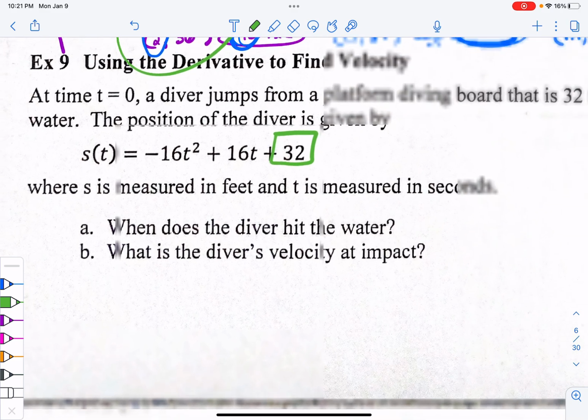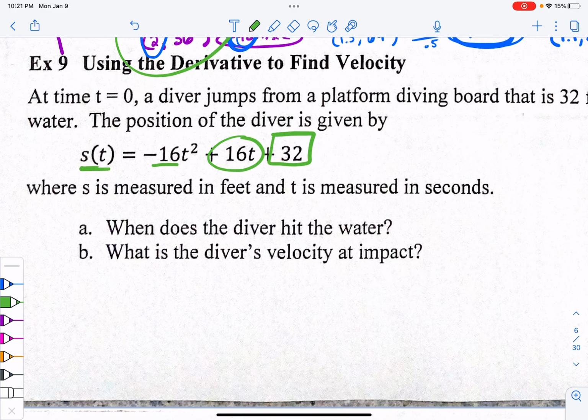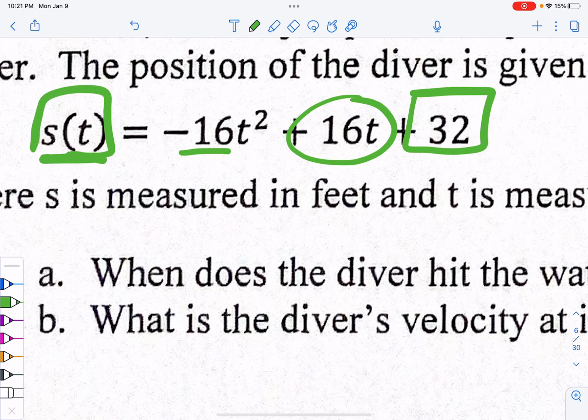Okay, all right, here we go. This S of t will just tell me the height of the diver. So after 1 second, I can plug in and I can find how high up in the air the diver is, right?